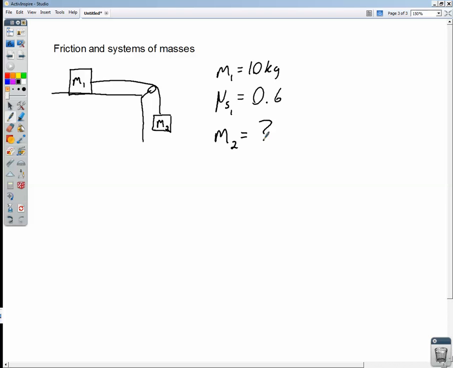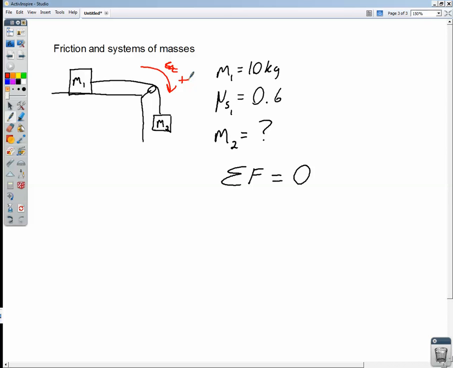And again, we're going to be looking at the sum of the forces acting is equal to 0 at that instant before it starts to move. And we're going to be solving for M2. So we need to define a coordinate system, and let's say that anything acting in those directions is positive. Anything acting in the other direction is going to be negative.